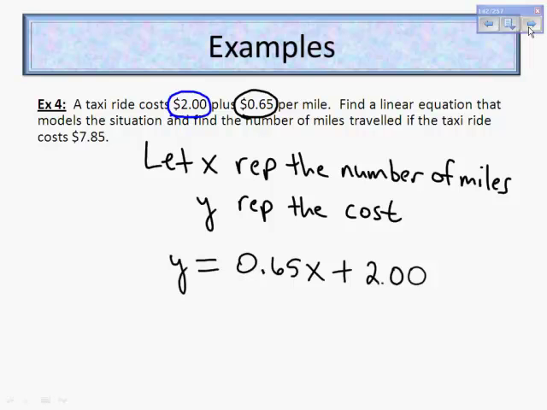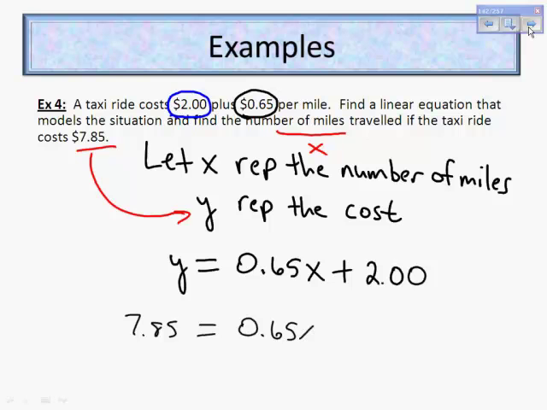And it says find the number of miles, which for me represents x. So they're asking me to find x if the ride costs $7.85. And that's what I use to represent my y values, the total cost. So they've given me y. I'm going to have to solve this equation for x. So I can plug in what I know. If I use my linear model, then I know that my y value, $7.85, is equal to 65 cents times x plus my $2.